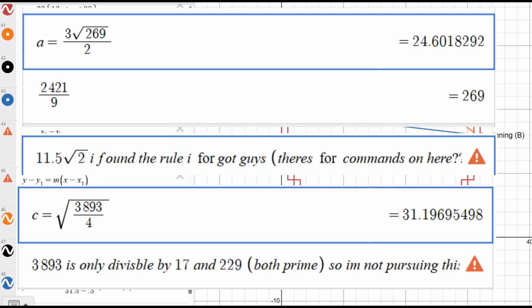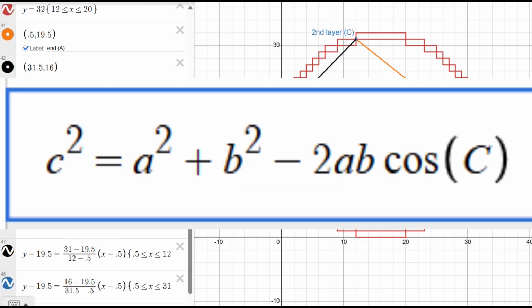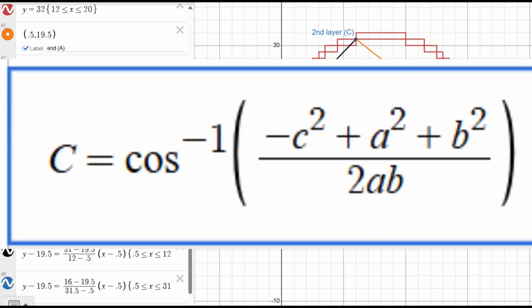Now that I have the line lengths, I can use law of cosines to find the angle lengths. The equation for law of cosines is c squared equals a squared plus b squared minus 2 times a times b times the cosine of angle c. I can manipulate this equation to find the angle lengths, getting angle c is equal to arc cosine of negative c squared plus b squared all over 2 times a times b, where angle c is the angle I want to find, lowercase c is the corresponding line length, and lowercase a and lowercase b are the other two sides of the triangle.